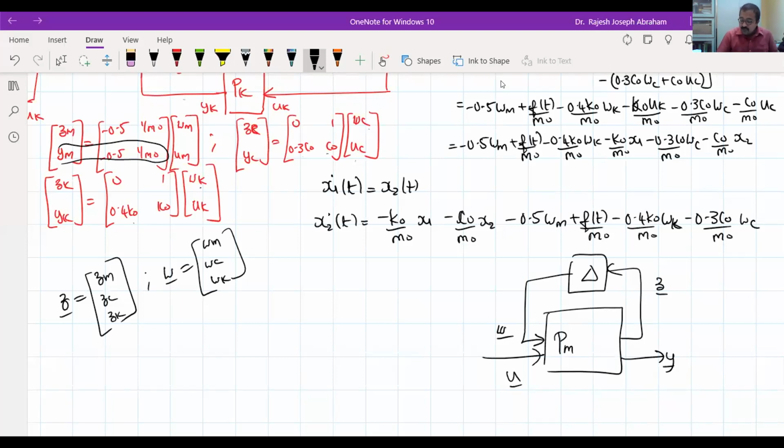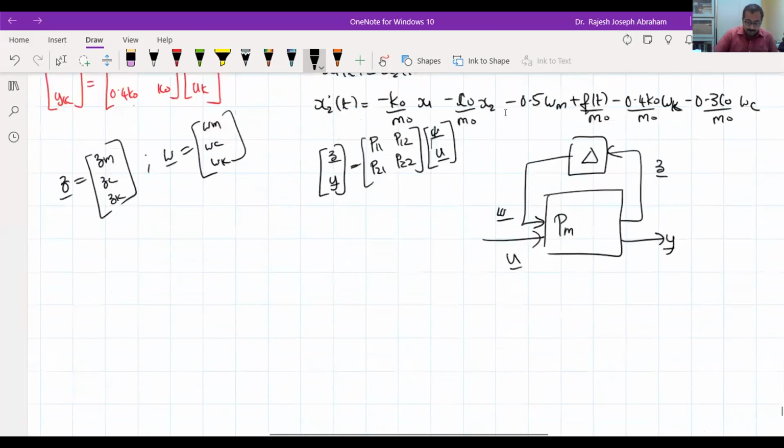Yeah, so we need to express it in this form. Keep in mind the standard expression: y equals P11, P12, P21, P22 into what? Into W, the exogenous input, and U. Okay, so we will just separate out these terms first.